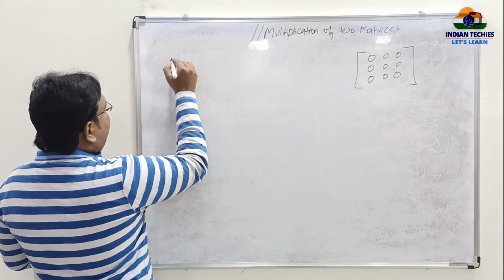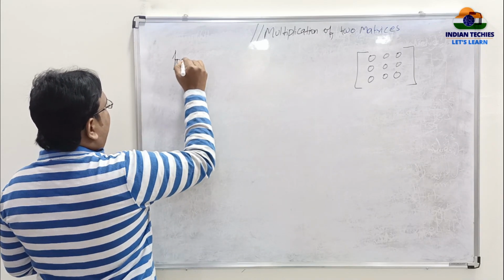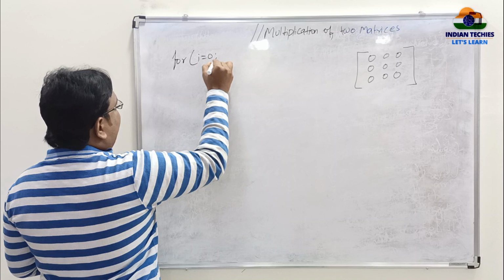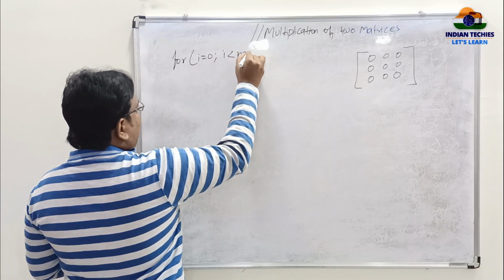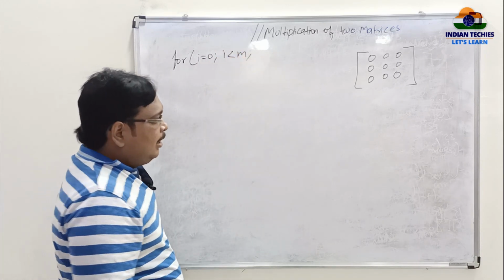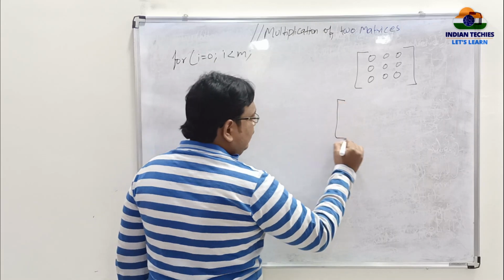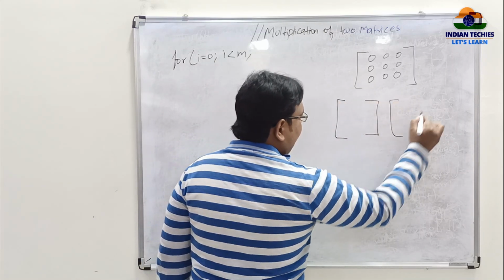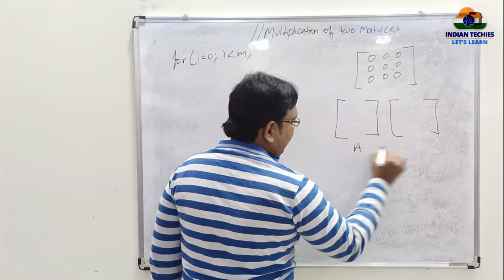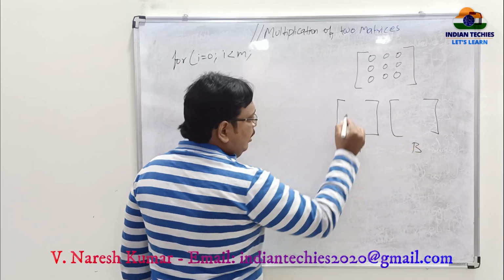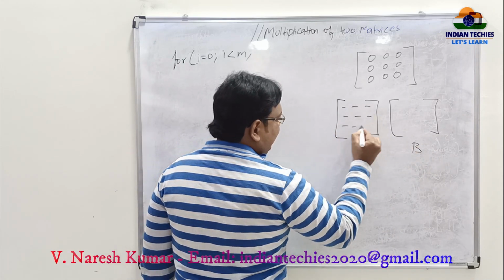For example, see here. For this multiplication, i equal to 0, i less than m. Because in this, this is matrix A, this is matrix B. Suppose you are having elements like this.